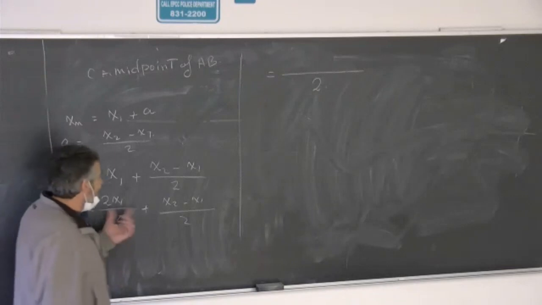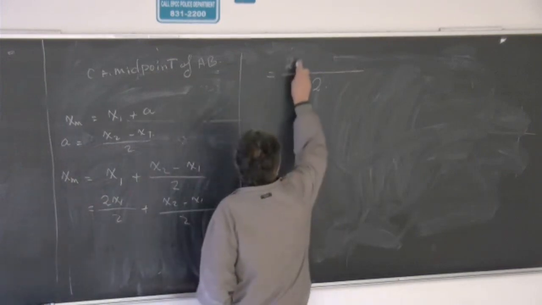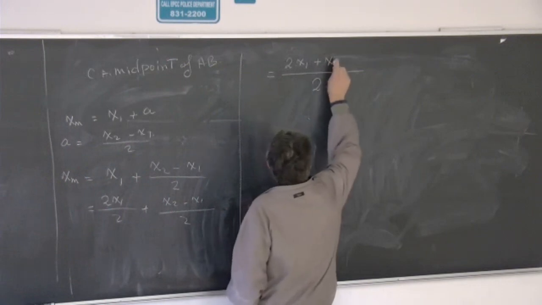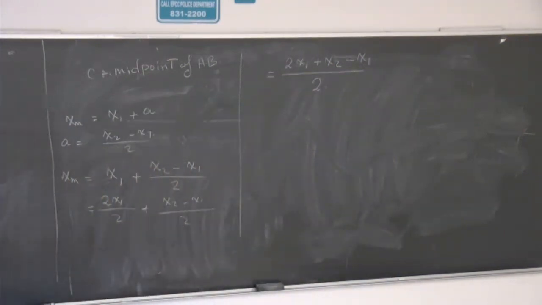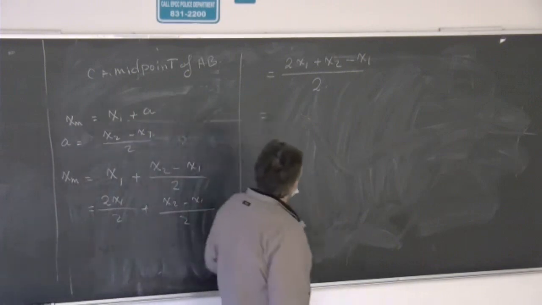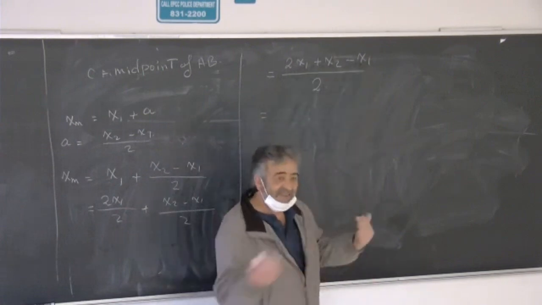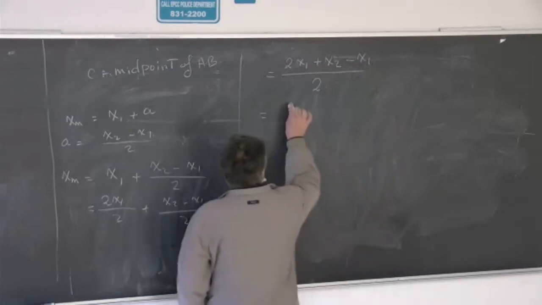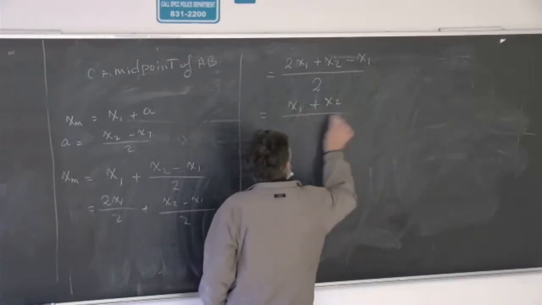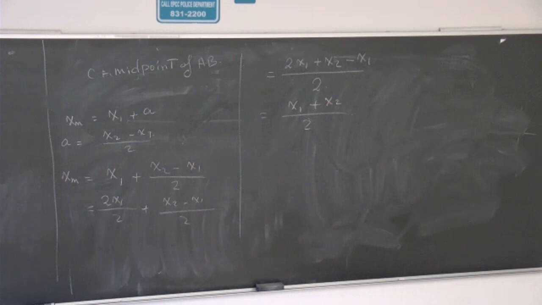Yes? And then, when you add those with the same common denominator, you just simply add the numerators. So what are the numerators? 2x1 plus x2 minus x1. Okay? So now what is that? Well, x1 and x2, I don't know what they are. They're different. But this x1 and this x1 are exactly the same, so I can subtract. If I have 2x1 here and I take away x1, what's left? x1. And that's the midpoint, that's the x value of the midpoint between two points.